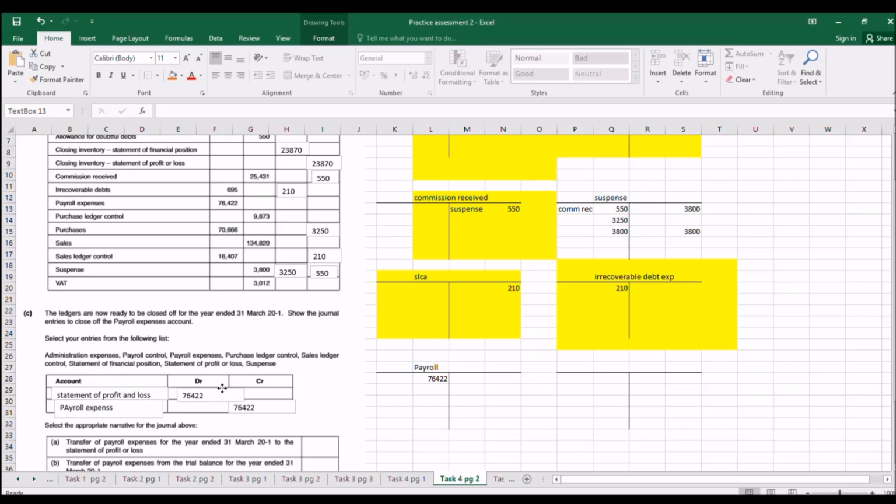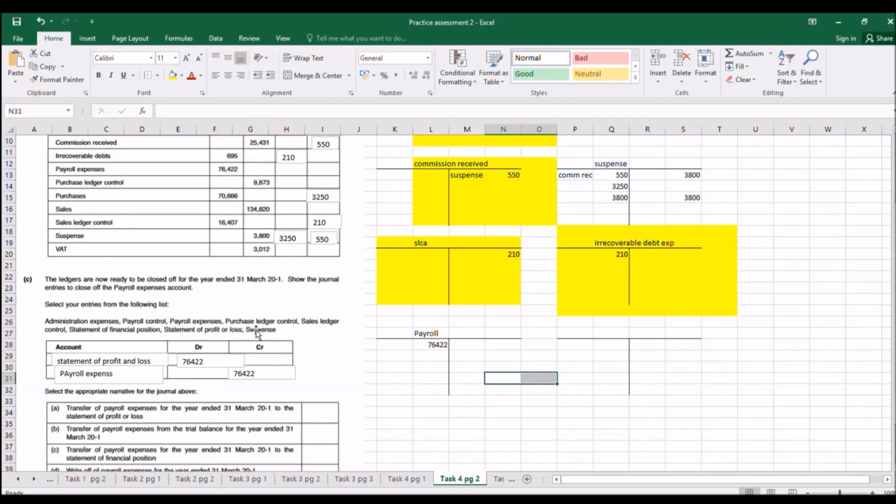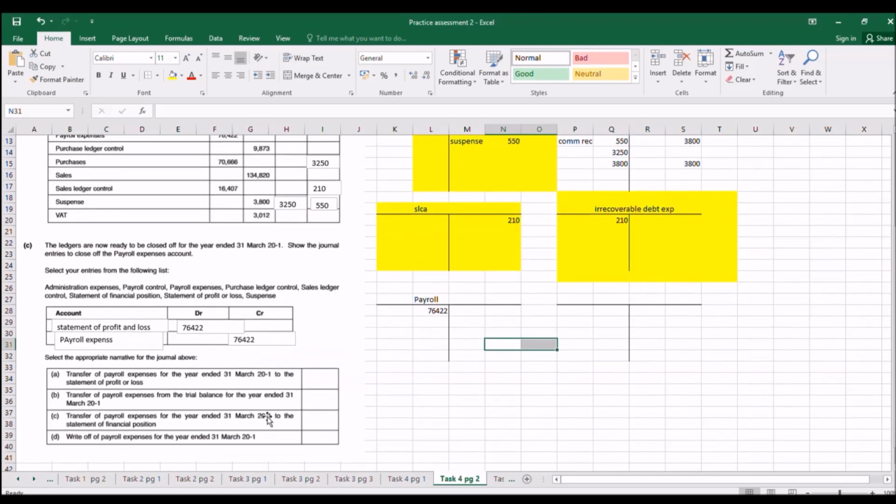That's just a nice T account question, really. You see here this payroll control was dropped in to try and sort of wind you up or trick you, really, and that's for a wages control question, you would have seen that in level 2 bookkeeping controls. So that's that answer there. Select the appropriate narrative for the journal. So transfer payroll expenses for the year end 30 March to the statement of profit and loss account. That sounds like a very good answer.